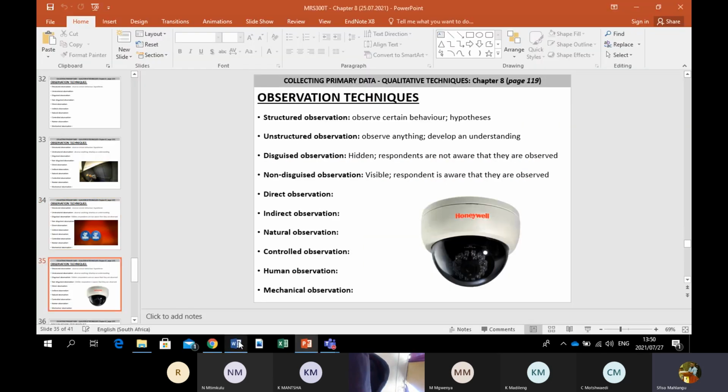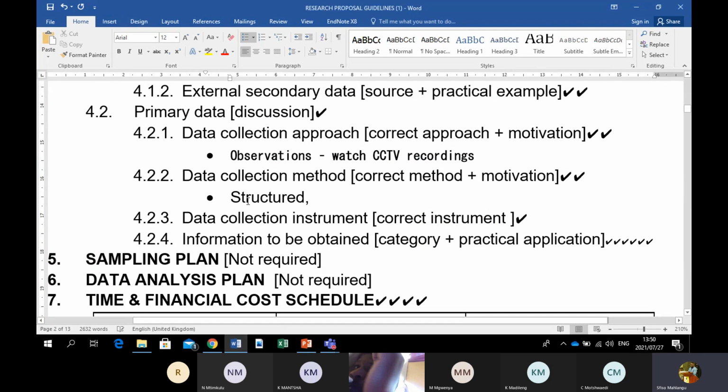So the difference between disguised and non-disguised is whether the respondents are aware or they are not aware. So once again, if in your research project you have a structured research project, which means you've got certain hypotheses, you are in a supermarket, you want to know how many minutes they spend looking at your products, which means you're answering that question. The next question is whether the respondents are aware or they are not aware.